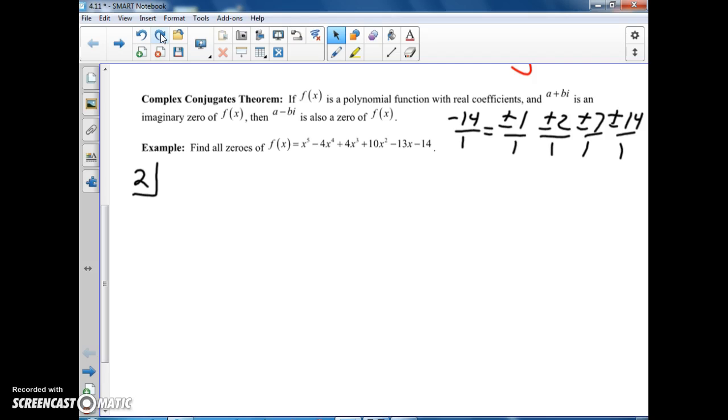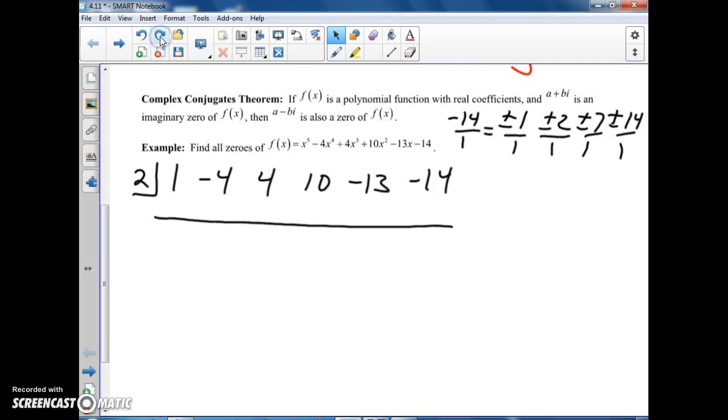Now doing my numbers, they're 1, -4, 4, 10, -13, -14. You guys are beautiful. You got this down. You know it. This is good news. Okay, go do your synthetic, right? That's huge. This is a biggie. But you get 0 at the end, right? You're going to get a 0.